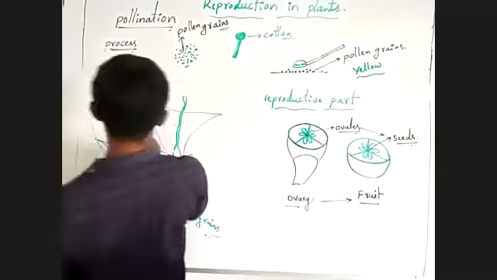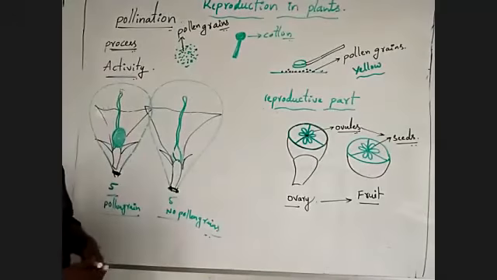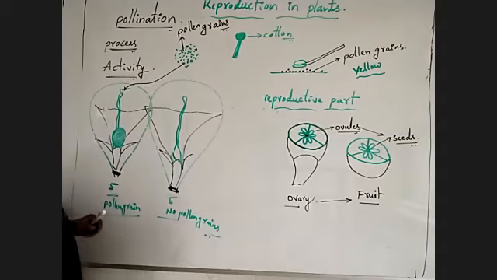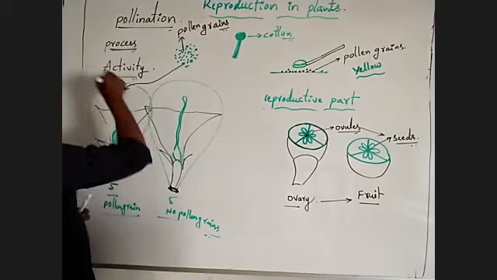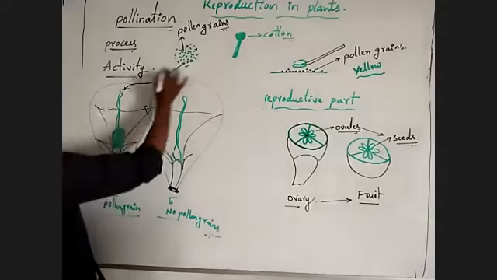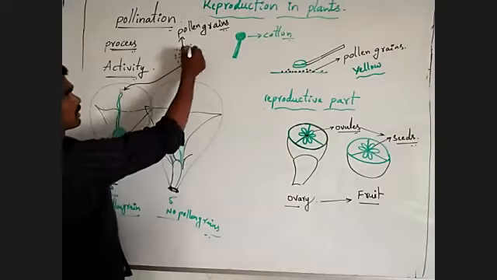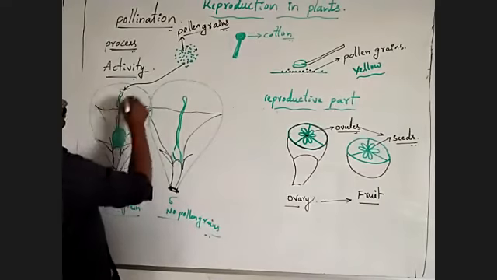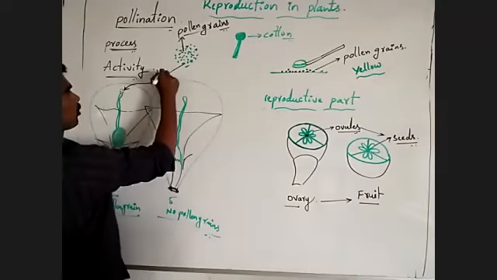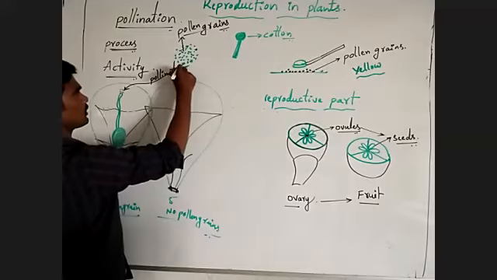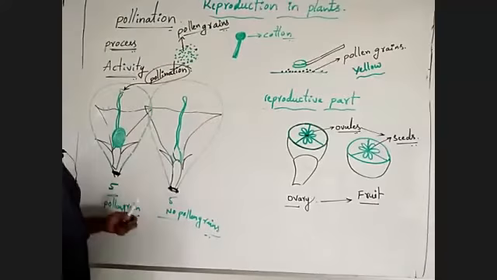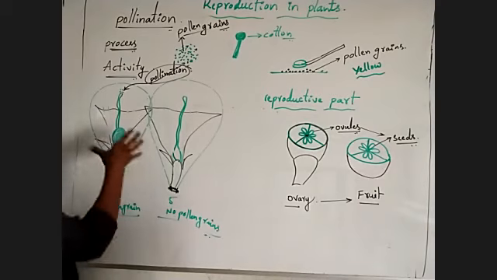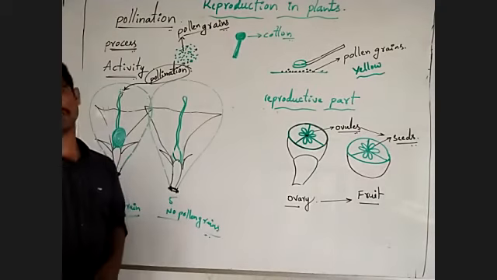Okay, observe here. Pollen grains play a very important role here. Pollen grains should reach the stigma. Understanding? This process of transfer of pollen grains to the stigma is called the pollination process. Like this, pollination plays a very important role.